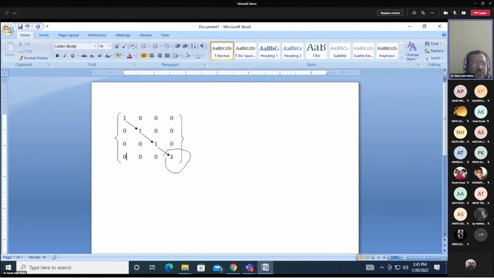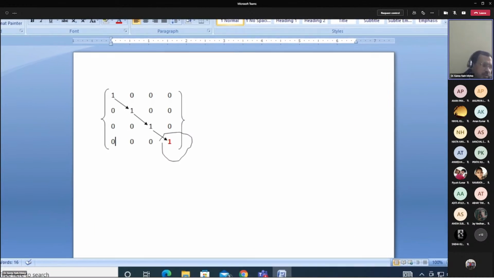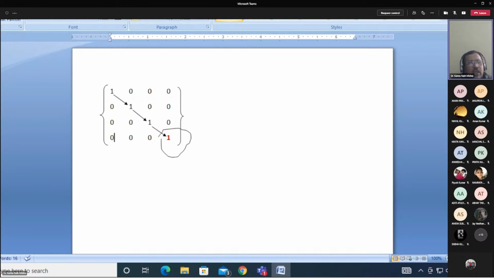In the second row, start with A10 and up to A11. All the elements up to A11 will be non-zero. In the third row, all the elements up to A22 will be non-zero. That is, A20 will be non-zero, A21 will be non-zero, A22 will be non-zero. And in the fourth row, all the elements up to A33 will be non-zero. That is, A30, A31, A32, and A33 will be non-zero. That was the case of lower triangular matrix.